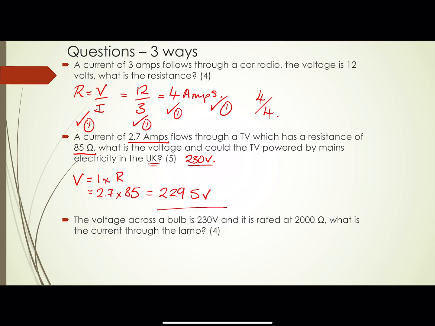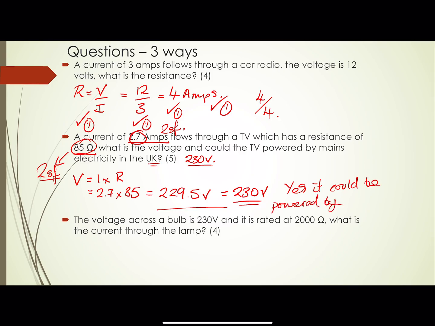Or is it? Let's check. The resistance is to 2 significant figures, and the amps is 2 significant figures as well. So my answer needs to be to 2 significant figures. So when I round this up, it becomes 230 volts. So the answer is yes, it could be powered by UK mains.